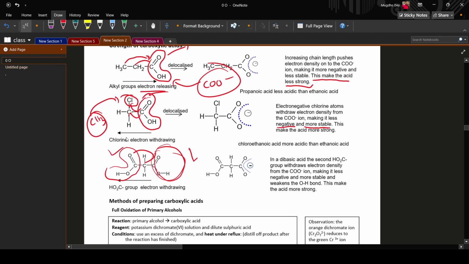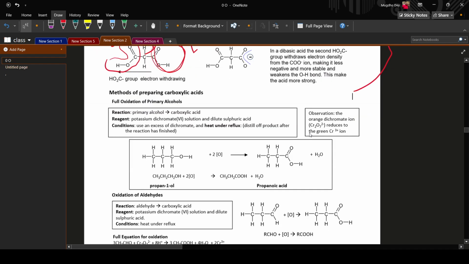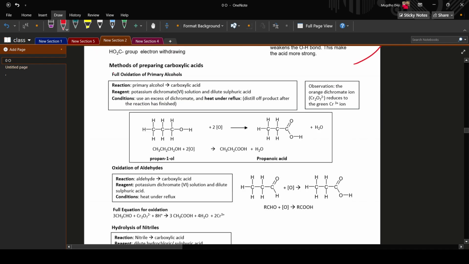A dibasic acid is a type of acid which contains two carboxylic acid functional groups in the same structure. So you can see two identical COOH attached to the same structure, right? So that's how it goes. Okay, so this was just an introduction of theory. The real thing starts from here: the preparation of carboxylic acids.